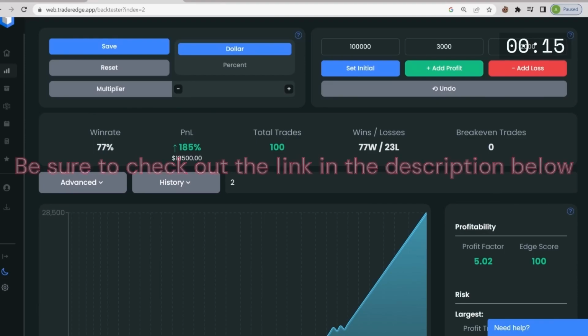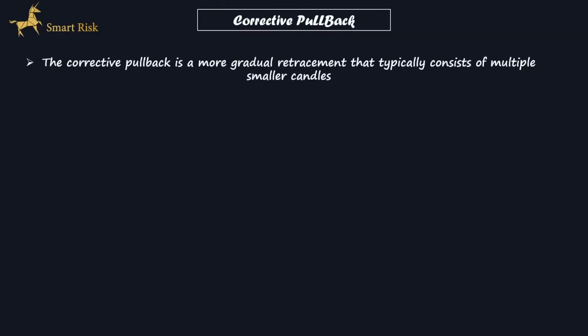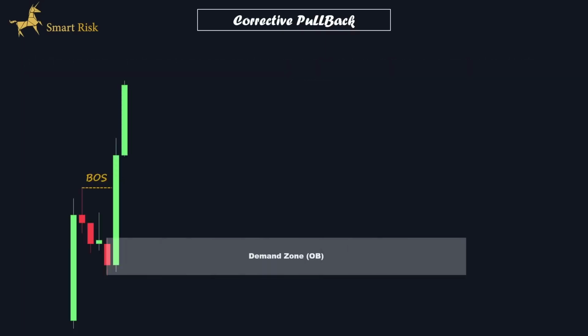The corrective pullback is a more gradual retracement that typically consists of multiple smaller candles. In this type of pullback, price generates several internal structures until it reaches the point of interest, and price subsides its momentum and volatility when it approaches the point of interest.